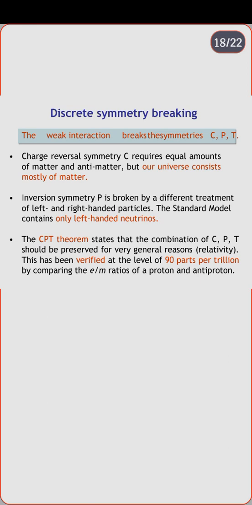Discrete symmetry breaking. The weak interaction breaks the symmetries C, P, and T. Charge reversal symmetry, or C, requires equal amounts of matter and antimatter, but our universe consists mostly of matter. Inversion symmetry P is broken by a different treatment of left and right-handed particles. The standard model contains only left-handed neutrinos.